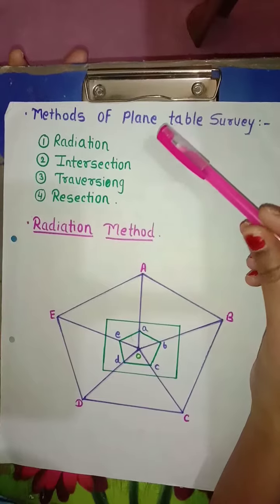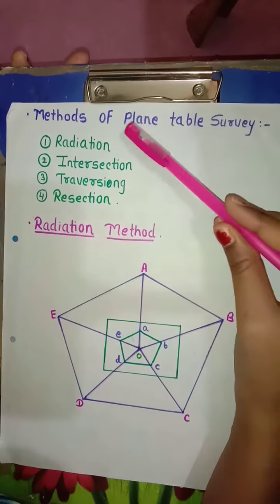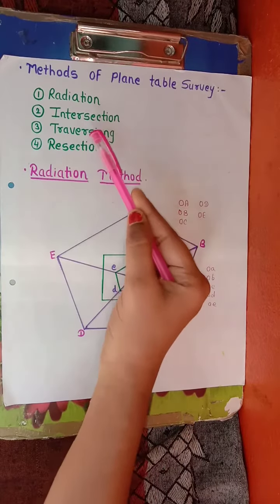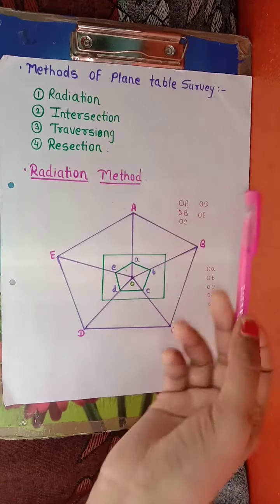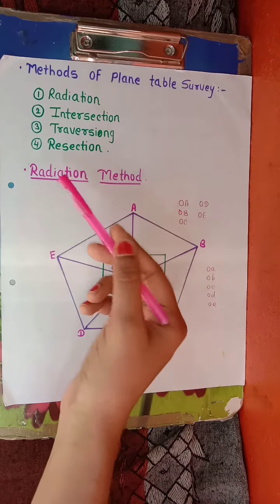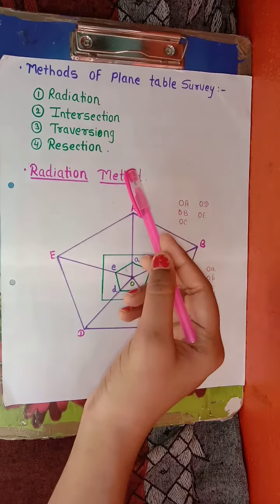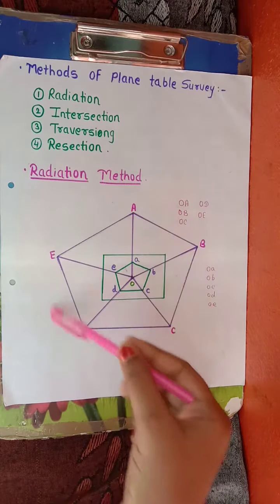There are four methods of plane table survey: radiation, intersection, traversing and resection. And today I am going to explain the radiation method in detail, with the help of this diagram.